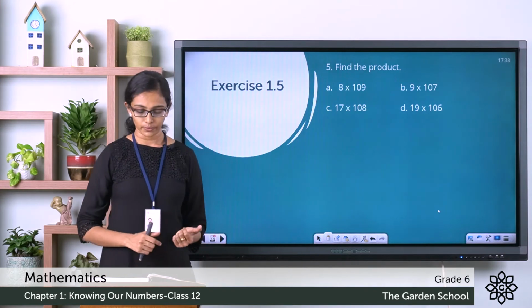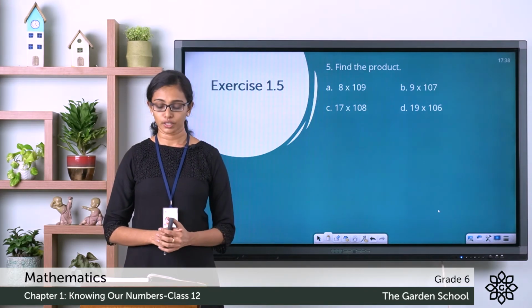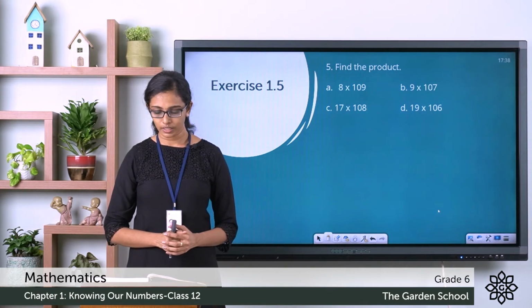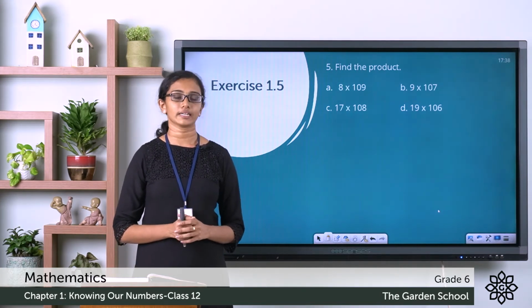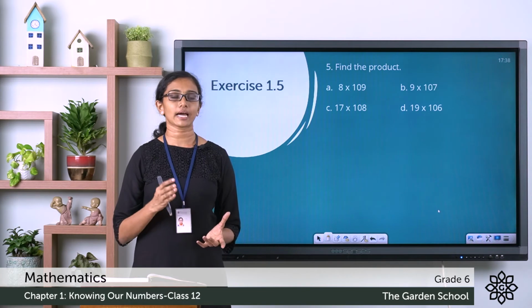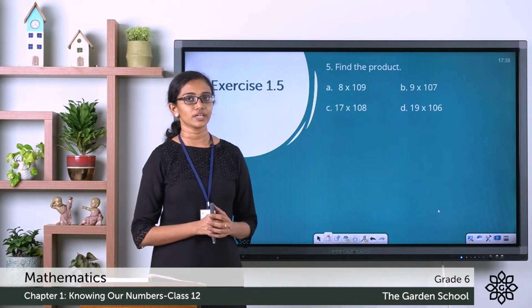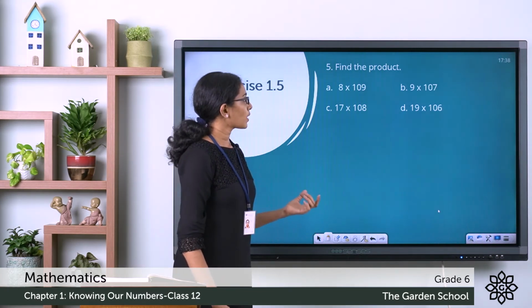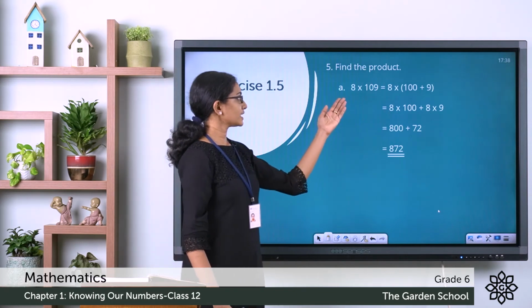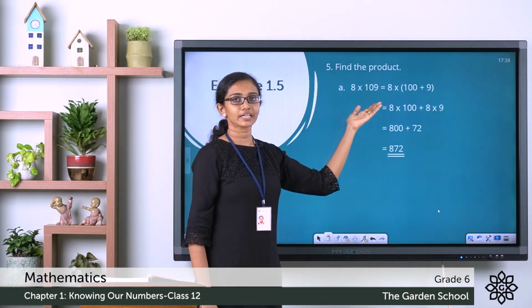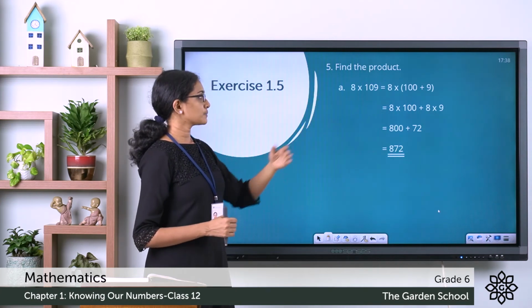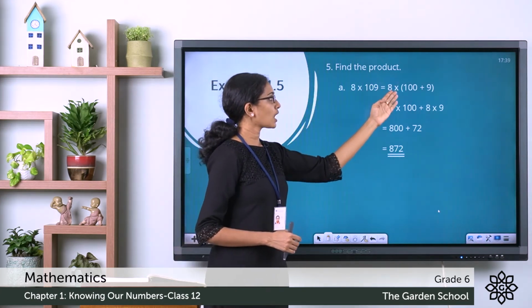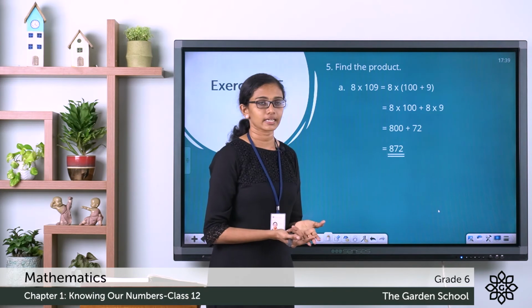Question number 5, it says find the product. You are given 4 questions there. Let's see the first set of question, 8 into 109. Let's see how we can use brackets to simplify this calculation. So, 8 into 109. See, here we can split the 109 as 100 plus 9. So, here this becomes 8 into 100 plus 9 within brackets.